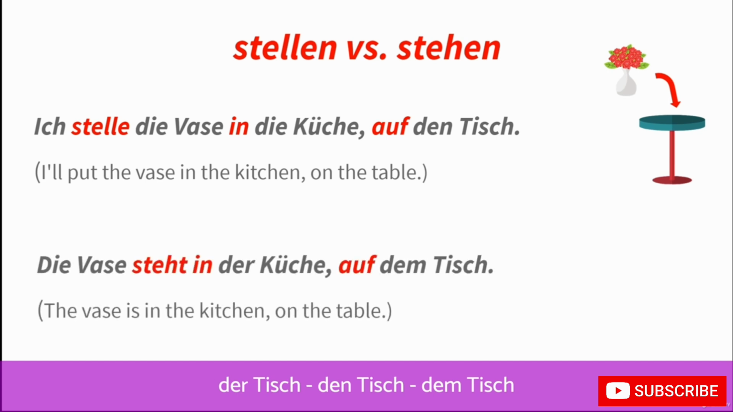Die Vase steht in der Küche auf dem Tisch. It means the vase is in the kitchen on the table. Now there is a location. We are indicating the location of the object. That's why after the prepositions, dative must be used. Die Küche in dative case is der Küche, and der Tisch in dative case, dem Tisch.